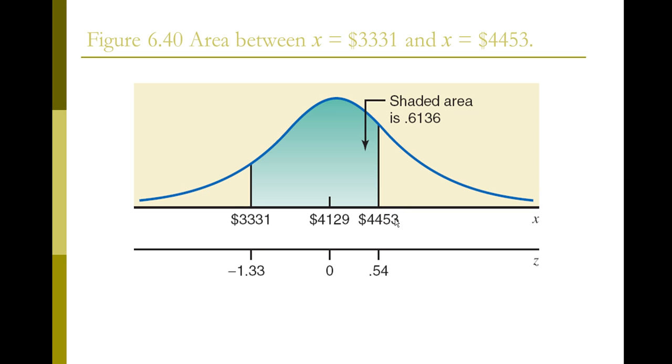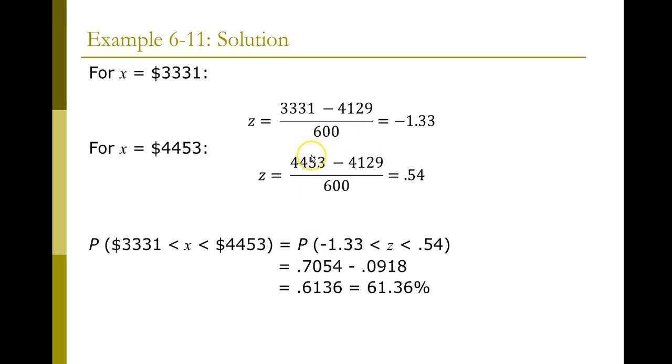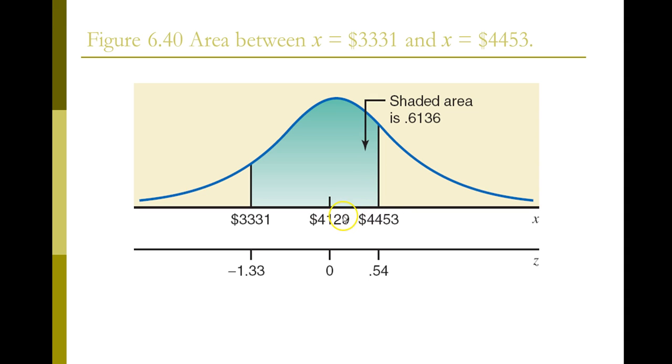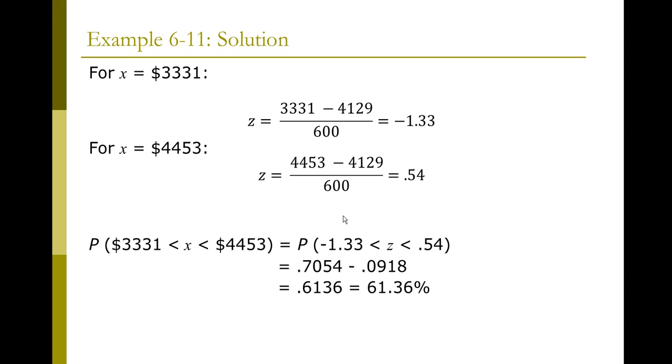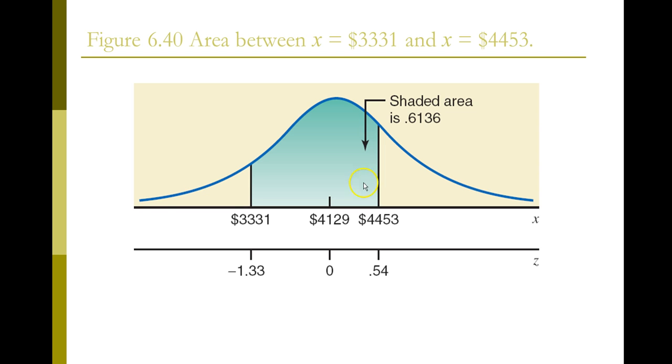We need to convert this number to the z value, or the z-score. And how do we do that? We just ask, how far is this from this? So we take the difference between these two numbers, which is 453 minus 429. And then we divide that by the size of the standard deviation, just like we did before. So we divide by 600 in this case, and that gives us 0.54. That means this number is 0.54 standard deviations above the mean.